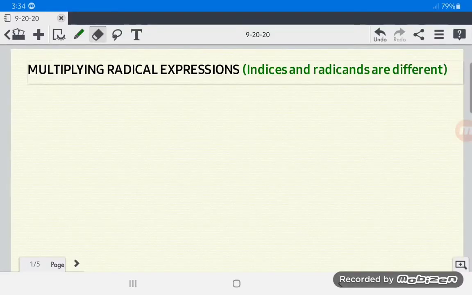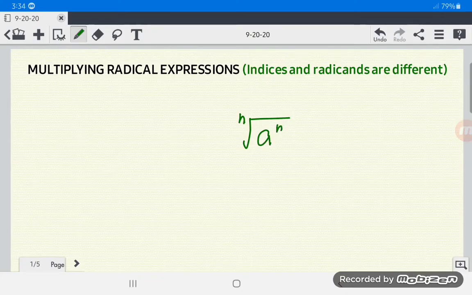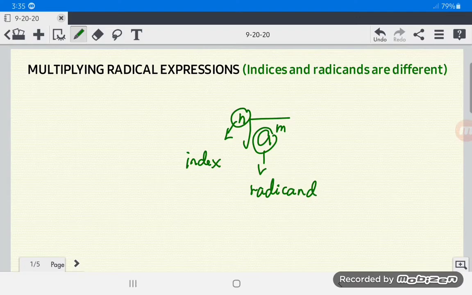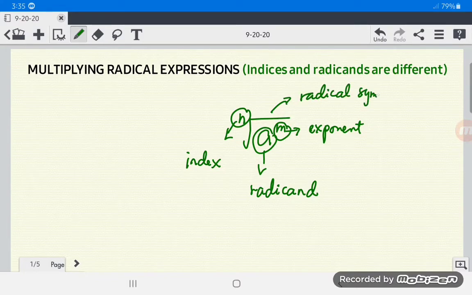Hello everyone, today we're going to multiply radical expressions wherein the indices and radicands are different. Now, as a review, in the expression the nth root of a raised to the m power, n is the index, a is the radicand, and m is the exponent of the radicand. And then, of course, this is the radical symbol or the radical sign. Okay?